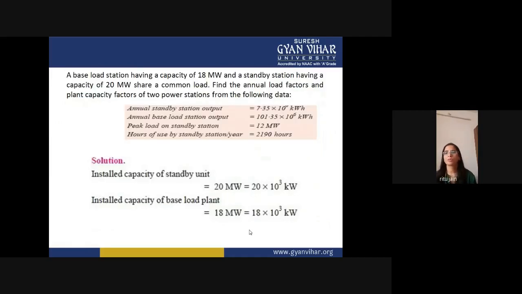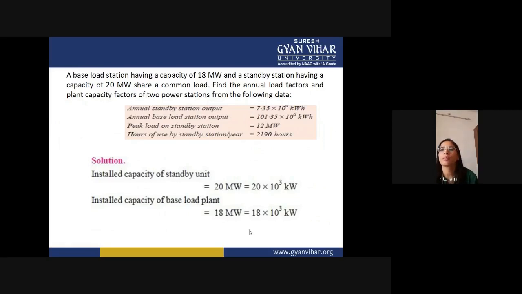Now we come to the next numerical. The question is, a base load station having a capacity of 18 megawatt. Base load station means that the load which is decided for this station must be supplied continuously. And a standby station having a capacity of 20 megawatt share a common load. So find the annual load factors and plant capacity factors of the two power stations from the following data.